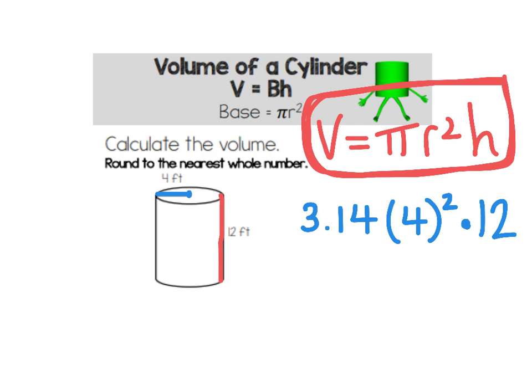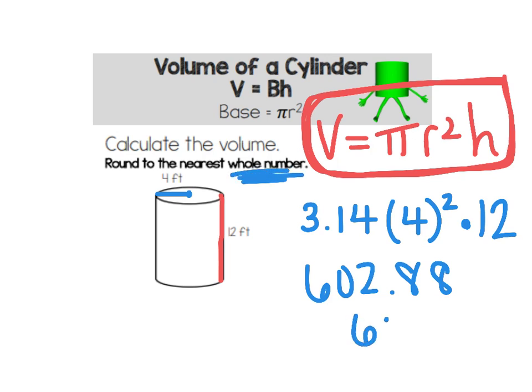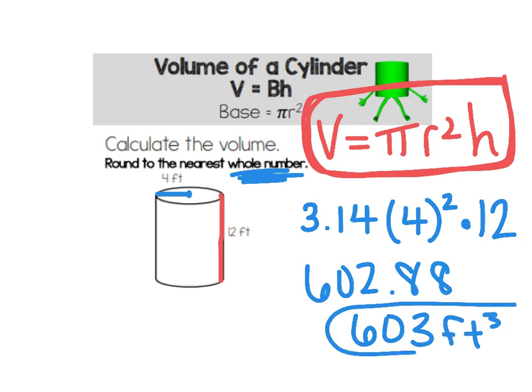So 3.14 in your calculator times 4 squared times 12 equals 602.88, and then just round to whatever they're telling you to round to. In this case it says the whole number, so that would be 603 feet cubed. Okay, to round, we're rounding the 2 for the whole number, and we're using the 8. The 8 would round it up to 603.